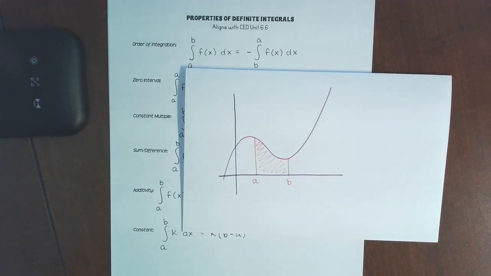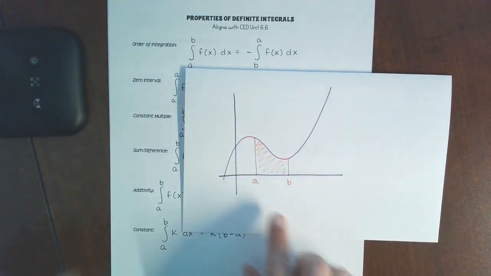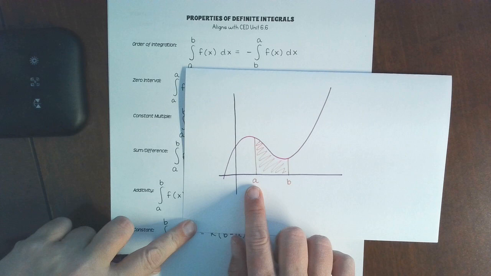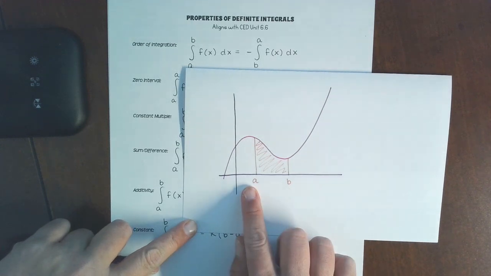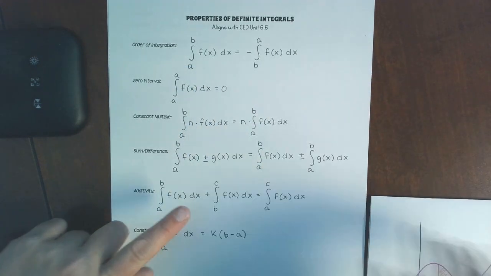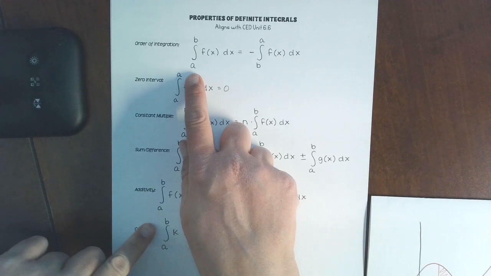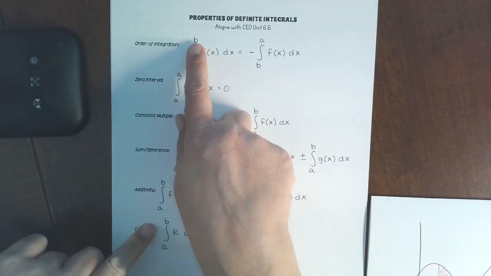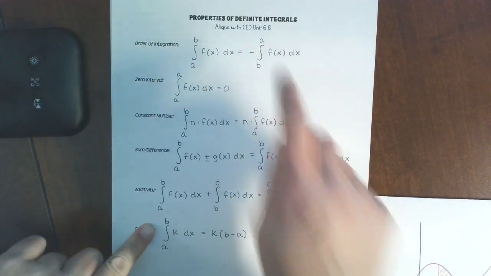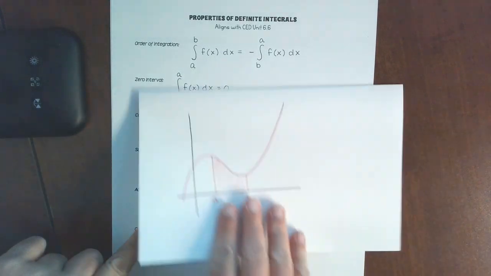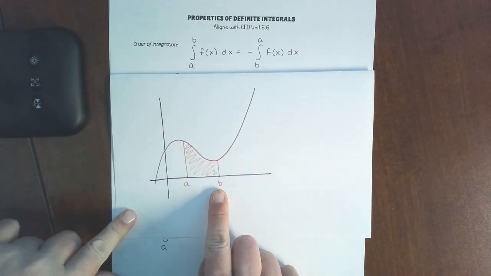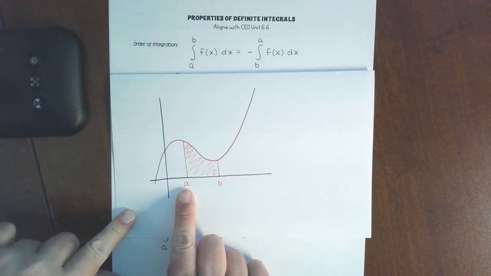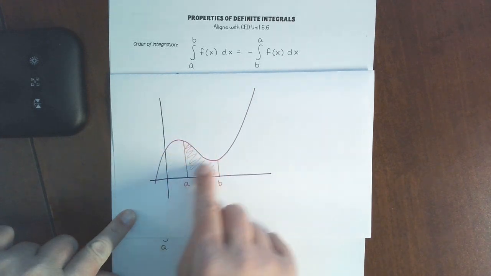So this first one is talking about the order of integration. The way I wrote this, the A is first followed by the B, right? The A is further to the left. And that's usually how we would think about integrating, starting at A and going to B. If I take those endpoints and reverse them, so I want to start at B and go backwards to A, what that does is negate this value.